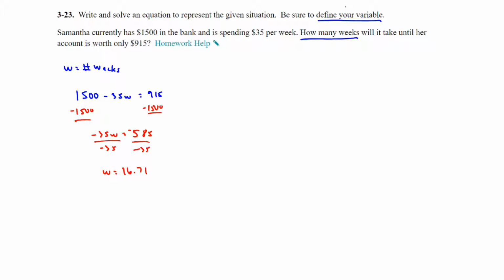That's just an approximation. So how many weeks will it take until her account is worth only $915? So at 16 weeks, it'll still be above that. So how many weeks will it take? It'll take 17 weeks until her account is worth only $915. So 17 weeks.